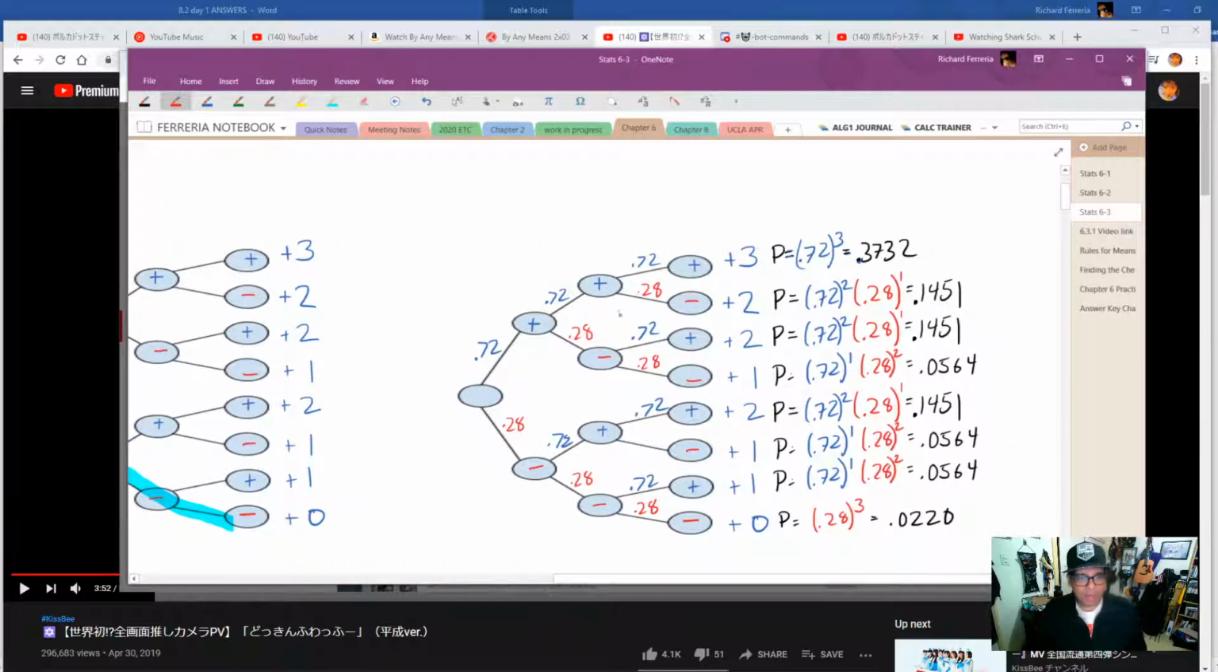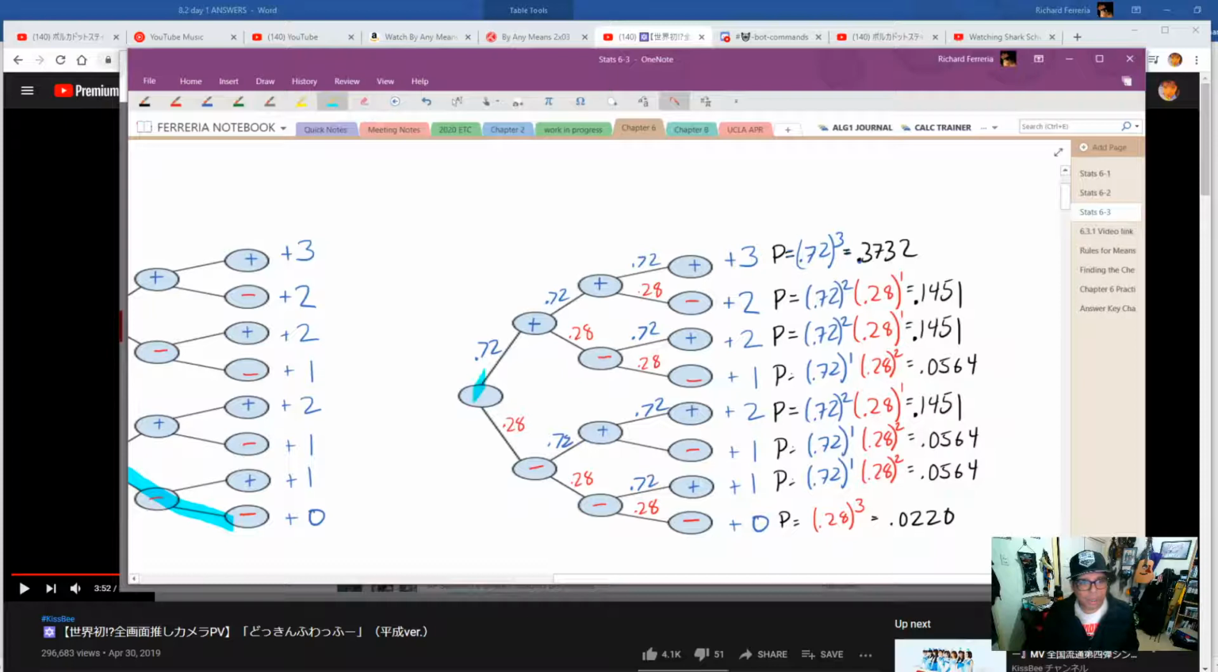Now, this first one is if he made all 3 free throws, that's 72% multiplied by 72% multiplied by another 72%, and that gives us a probability of 0.3732. The next possibility is if he makes the first 2 free throws, and then he misses the last free throw. So that's 0.72 squared multiplied by 0.28 to the first power, really. That's 0.1451.